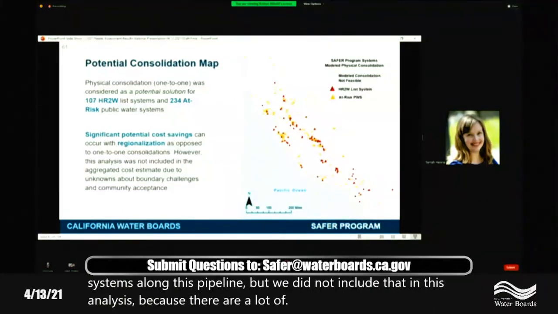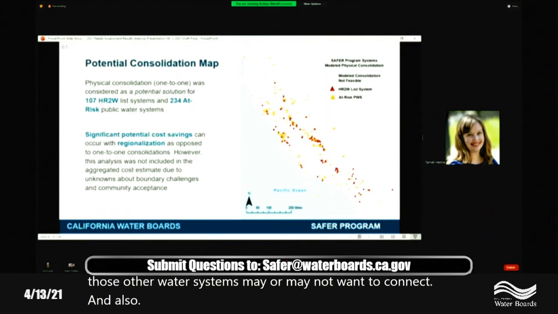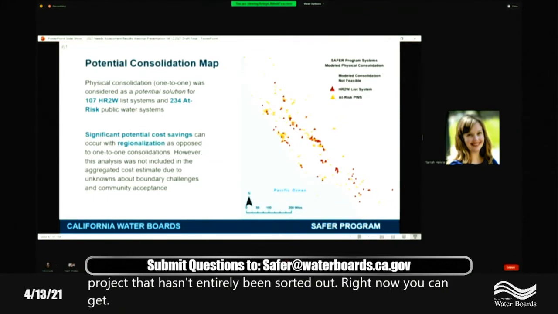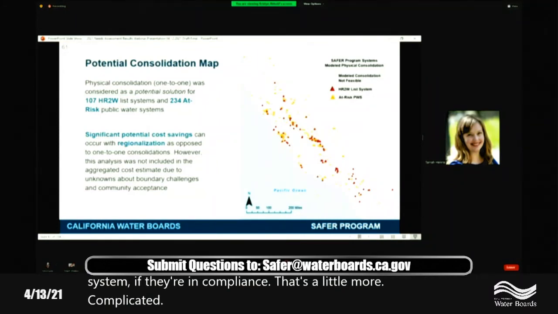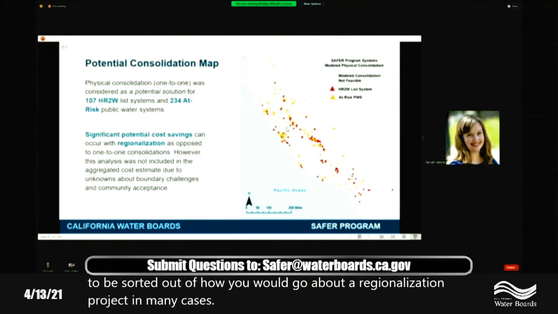You know, if any of those other water systems may or may not want to connect. And also the funding challenges of funding a regional project that hasn't entirely been sorted out. Right now, you can get funding for a human right to water system, but the neighboring system, if they're in compliance, that's a little more complicated at this point. So there's a lot of items that would need to be sorted out of how you would go about a regionalization project in many cases. Next slide.